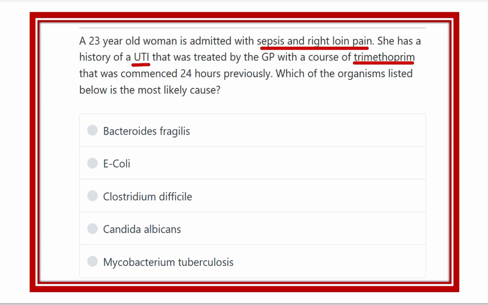That means a 23-year-old woman suffering from a urinary tract infection. And what is the most common organism for development of urinary tract infection in case of a female? So it is a direct question, and the options are Bacteroides fragilis, E. coli, Clostridium difficile, Candida albicans, and Mycobacterium tuberculosis. So what may be the answer?